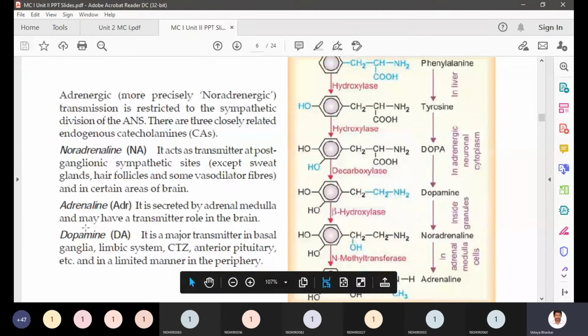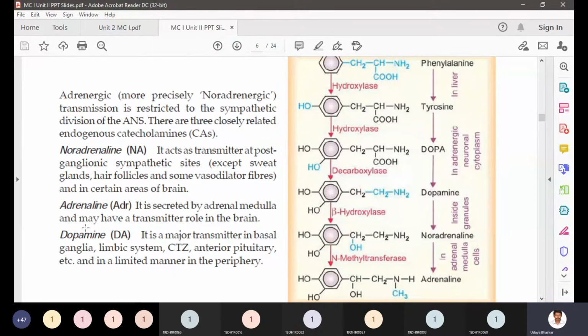Then we saw the biosynthesis of catecholamines. The chief catecholamines are dopamine, noradrenaline, and adrenaline. The biosynthesis starts from phenylalanine. Through the action of hydroxylase it is converted into tyrosine. Tyrosine is again acted upon by hydroxylase and will be converted into dopa. Dopa will have the catechol ring.